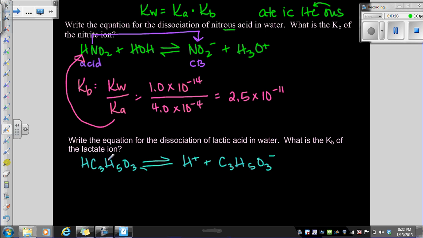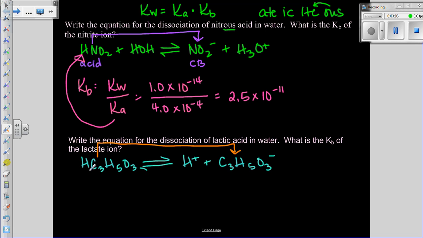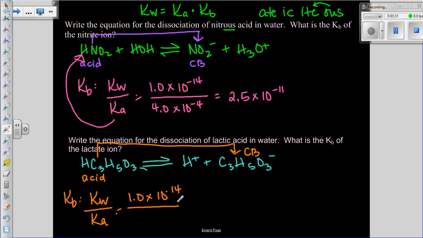So if I do what I did in the example above, lactic acid is my acid, that means the lactate ion is my conjugate base. So I'm looking for the Kb of this conjugate base. I will use this relationship up at the top. So Kb is going to be equal to Kw divided by Ka. Kw is 1 times 10 to the negative 14th. Ka for lactic acid, I have to look up, and it is 1.38 times 10 to the negative 4th.